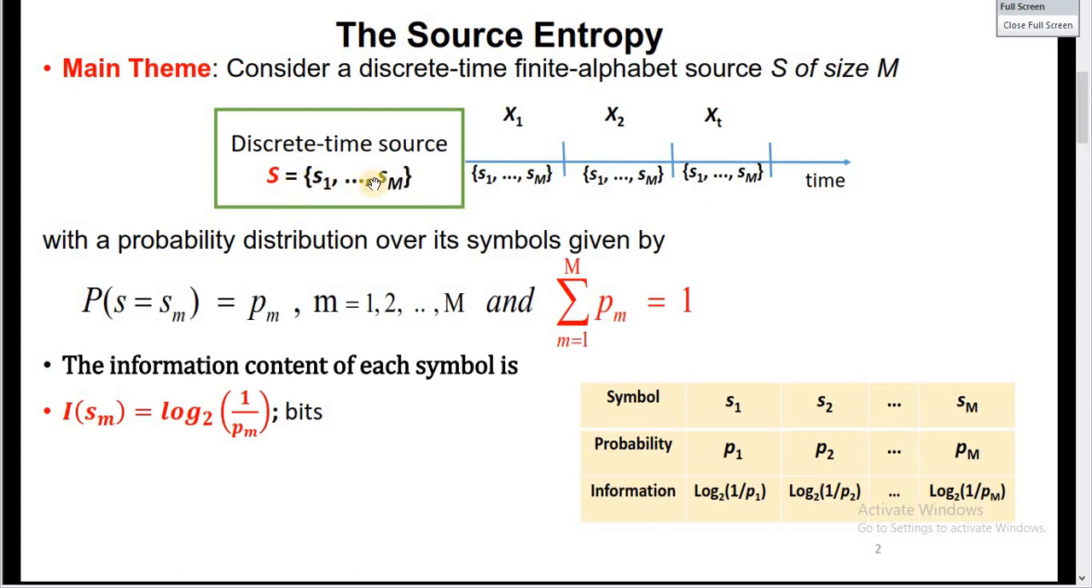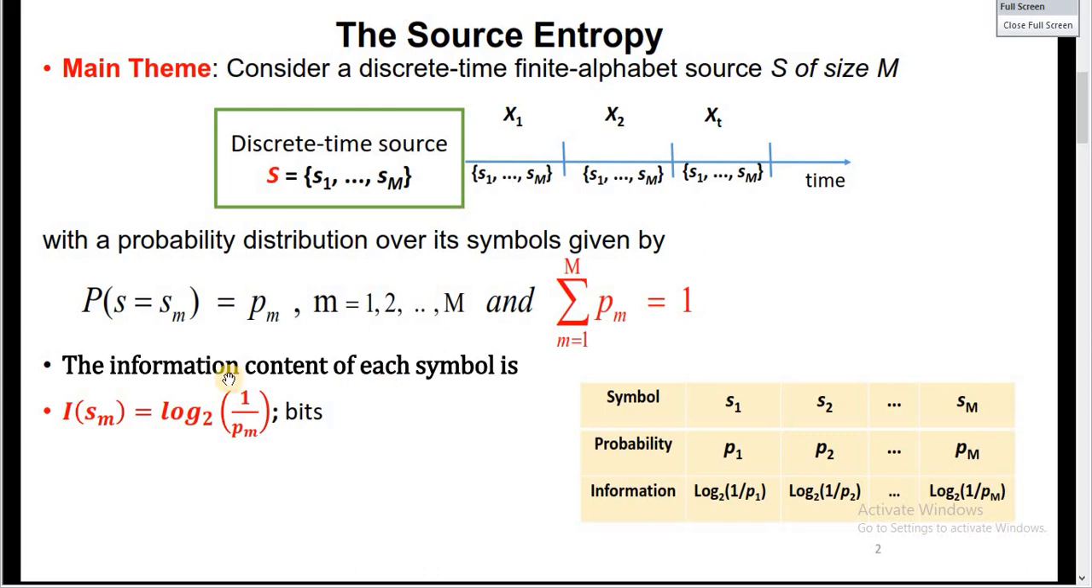Over the source, we define a probability distribution P of S equal S sub m equal P sub m. That is, there is an associated probability for each symbol Si produced by the source. S1 is produced with probability P1, S2 is produced with probability P2, and S sub m is produced with probability P sub m.